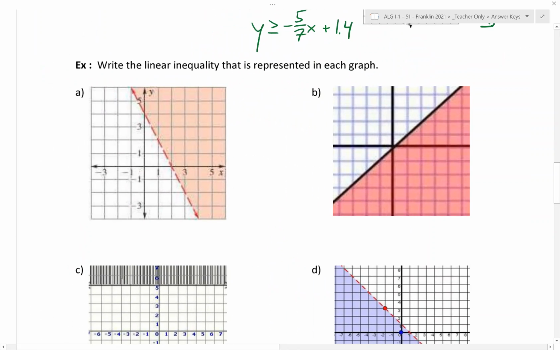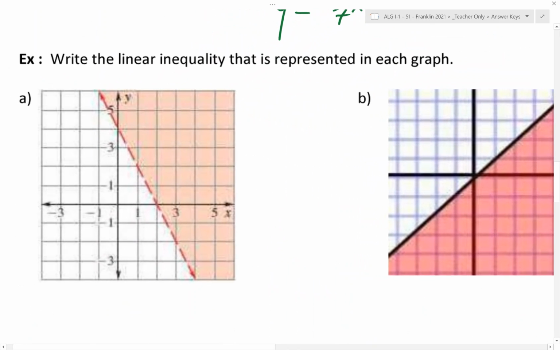Okay, last section here, we're going to just go backwards. We're going to write a linear inequality, which is represented by the graphs here. So we have to find the y-intercept, the slope, and then we have to decide what the symbol is based on the type of line and where it's shaded. So the y-intercept here is 4, and our slope is negative 2 over 1, which just equals negative 2.